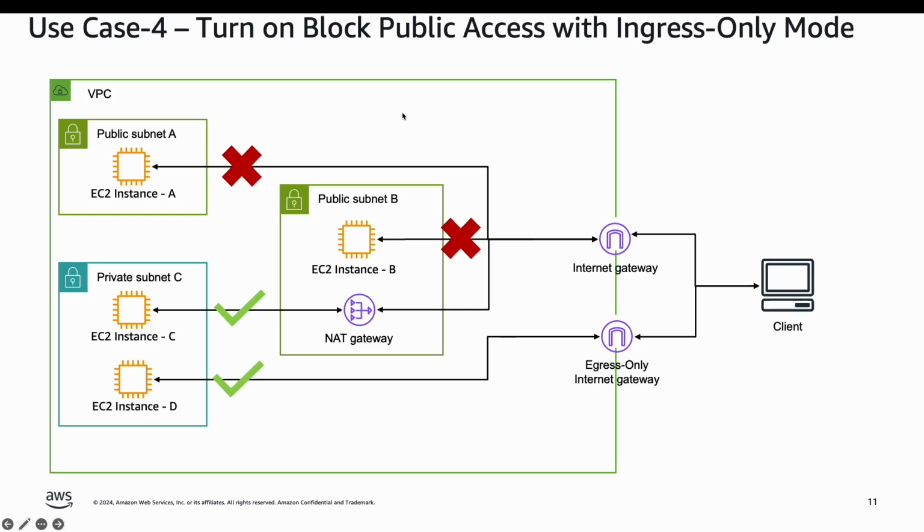So in our next use case, we will change the mode of our block public access from bidirectional to ingress only. With ingress only, all internet traffic to the VPCs in this particular region is blocked, and only traffic to and from the NAT gateways and egress-only internet gateways is allowed. Which means that only the instances running in the subnet C will have access to the internet, and instances running in my public subnets like A and B won't have any access to the internet. So next, let's go to the console and we'll see how it works.